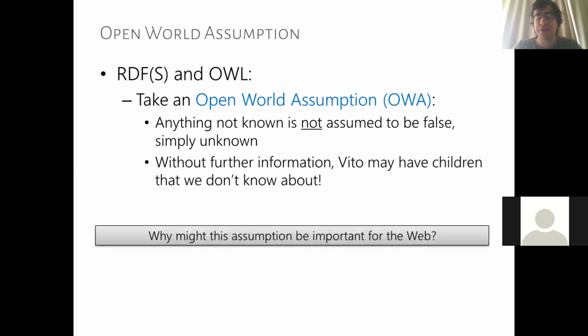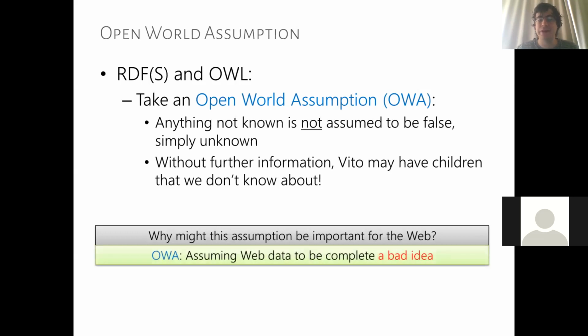Okay, so if we consider the web, why would this assumption be important? Is this a good idea, to take this open world assumption? An open world assumption is almost a lack of an assumption. We're not assuming things to be false if we don't know them, right? So it's the more general option. And in general, assuming web data to be complete would be a bad idea, because our web data is never going to be complete. We're never going to have a complete description of the world. And if something is not in our data, we can't conclude that to be false, of course.